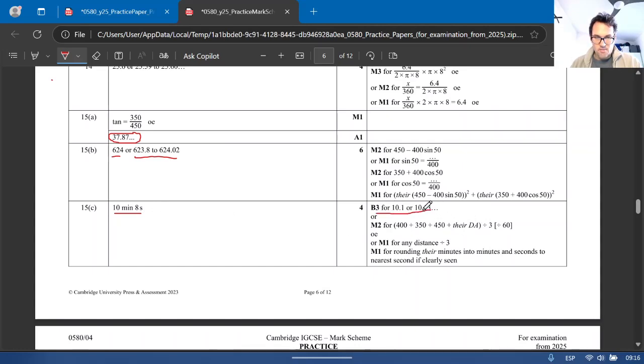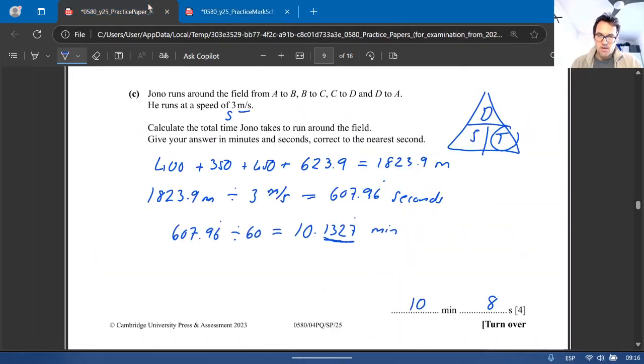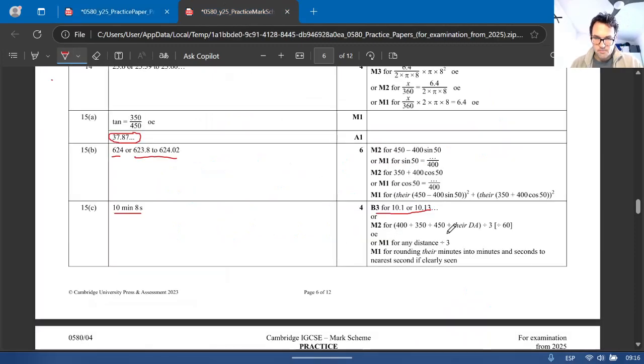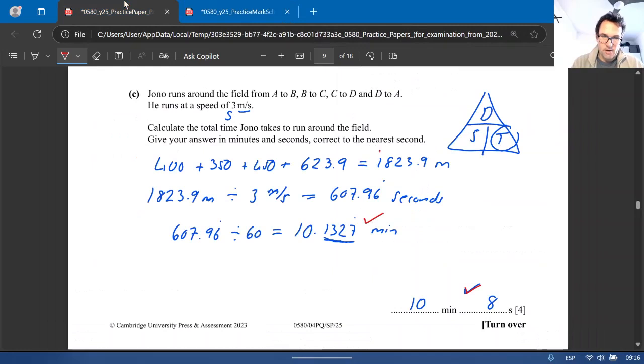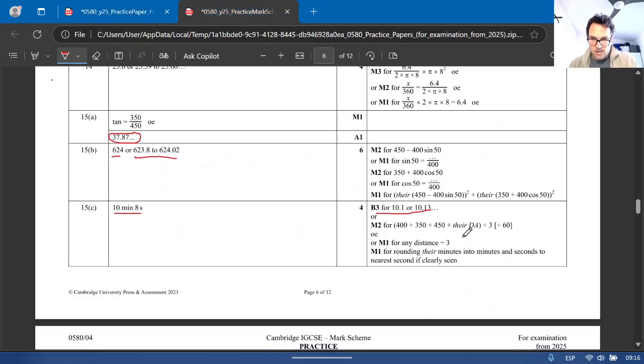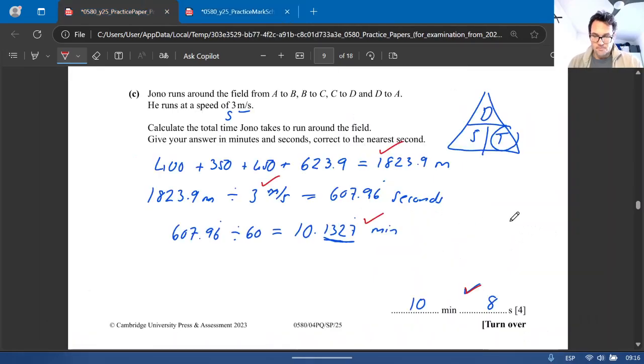Okay, you see that 10.13, etc. only gives you 3 marks. You need to change that decimal value to seconds to get full marks. So let's see where the other marks are awarded. You get 1 mark for adding everything up, 1 mark for dividing it by 3. Okay, and look here what I said, yeah? Their DA. So if you got the previous question wrong, then you can write anything there and then use that, and I'll give you the answer.